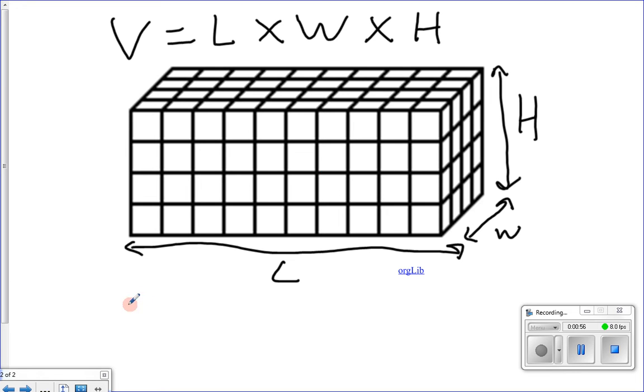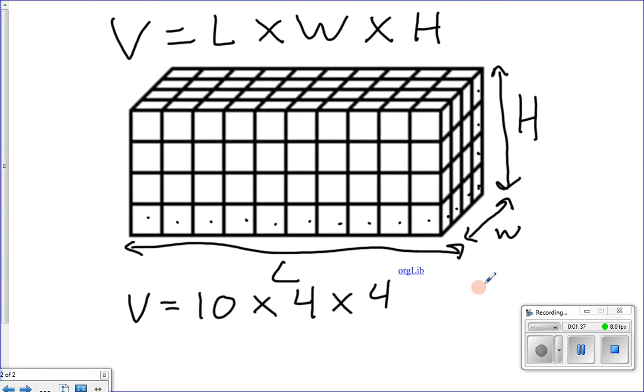Okay, so the volume of this is equal to, what I'm going to do here is substitute a number for the length. I'm going to get that number by counting how many units the length is made up of. So we got 1, 2, 3, 4, 5, 6, 7, 8, 9, and 10. All right, so that's 10 times width, 1, 2, 3, 4. Okay, times 4 times height, 1, 2, 3, 4.